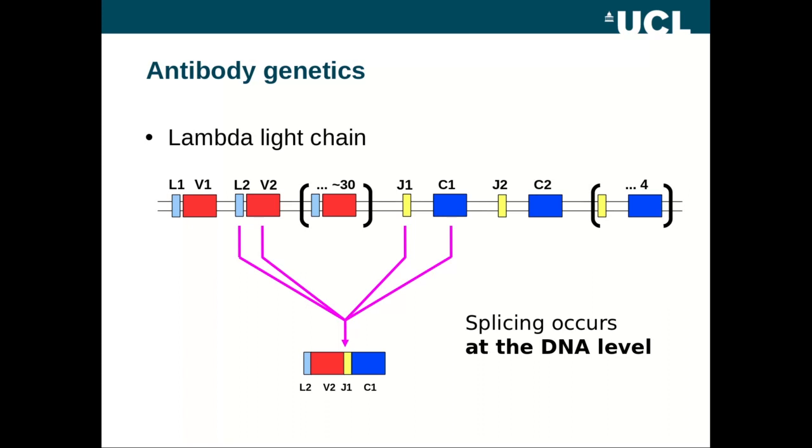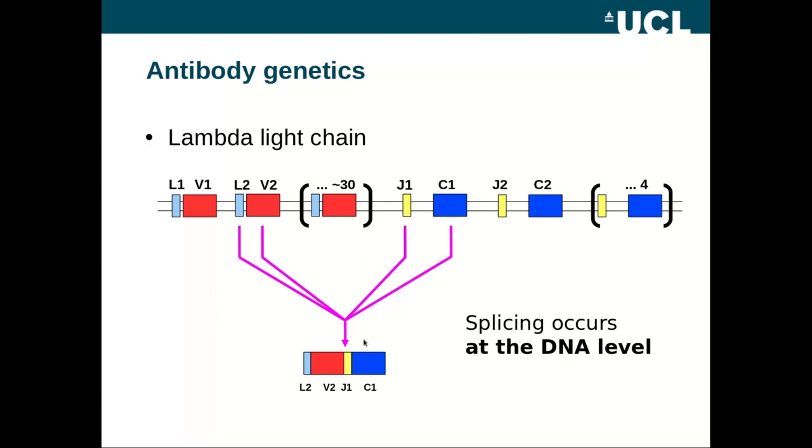So approximately 30 of those, and then there are approximately 4 J regions, each of which is followed by a C region. Now, what happens is that we can take one of these V regions, chosen at random from the 30, and we splice it to one of the J regions, chosen at random from the 4, followed by its associated C region. Now this splicing occurs at the DNA level. It's not like splicing of exons that you see occurring in RNA. This is splicing in the DNA.